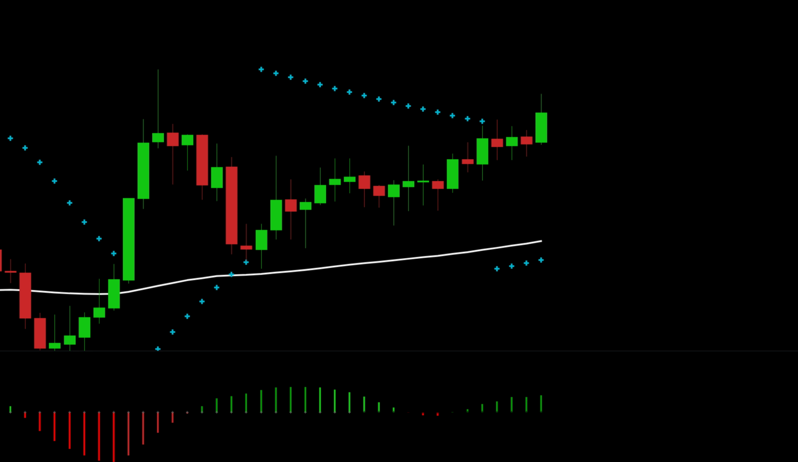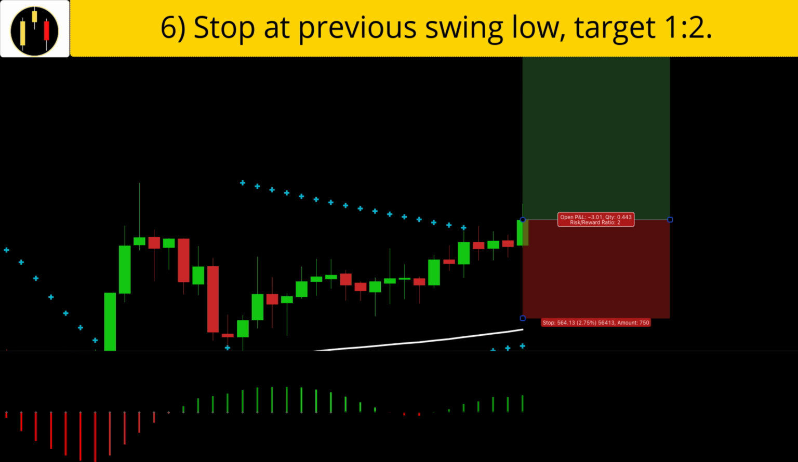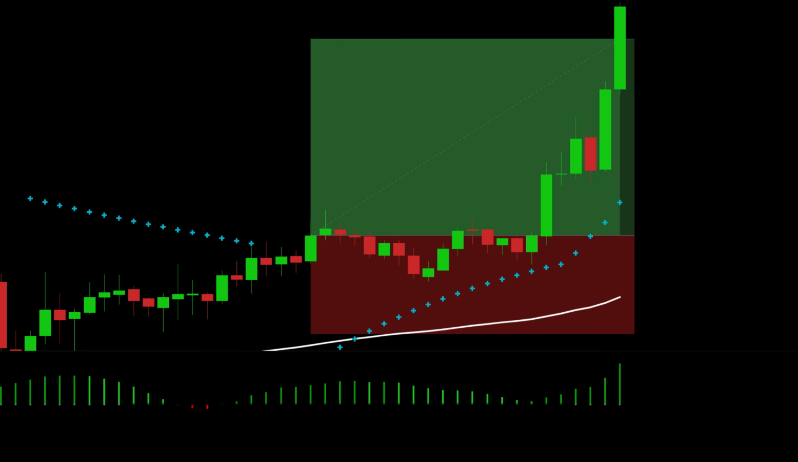Our rules are met when this candle closes. That is our trigger candle. We place our stop at the previous swing low and target is 1 to 2. And long example 1 hits the price target.